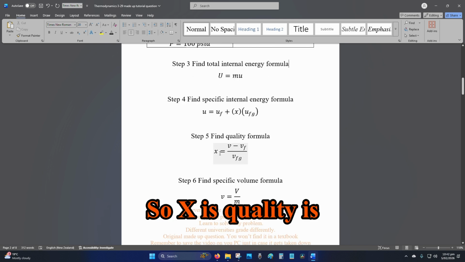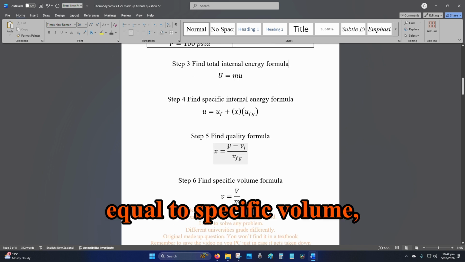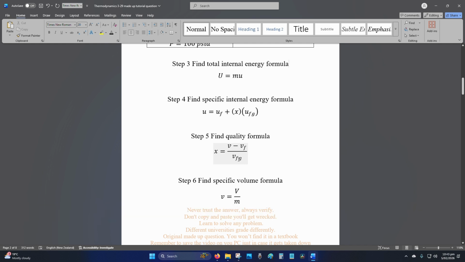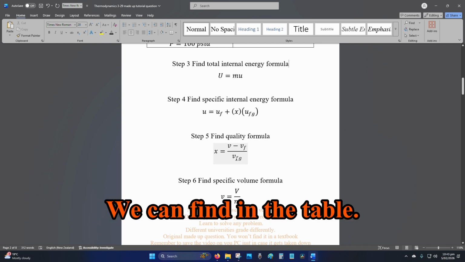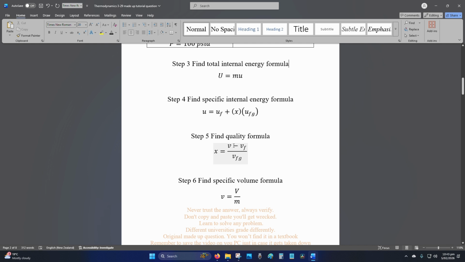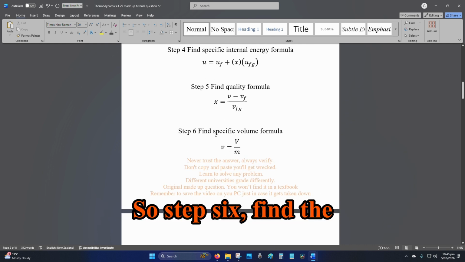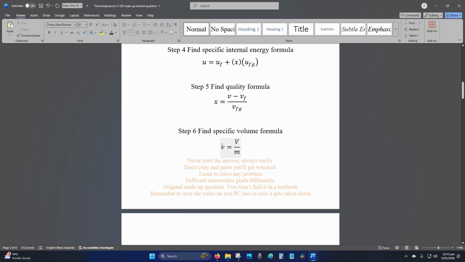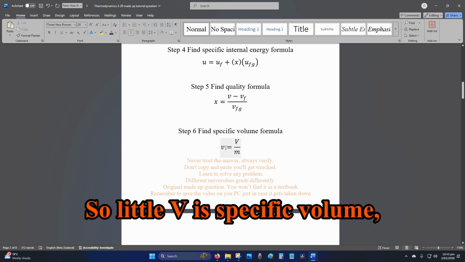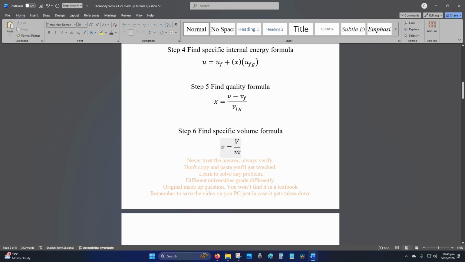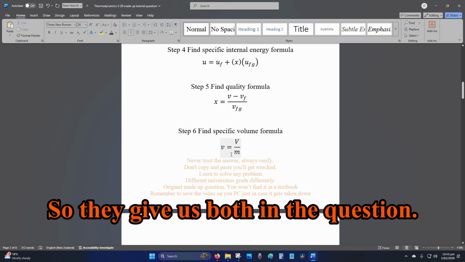So X, quality, is equal to the specific volume, which we need to find, minus the specific volume of fluid, divided by VFG, and VFG we can find in the table. So first we need to find the specific volume. So step 6, find the specific volume formula. So little v, specific volume, is equal to the actual volume divided by mass. So they give us both in the question.